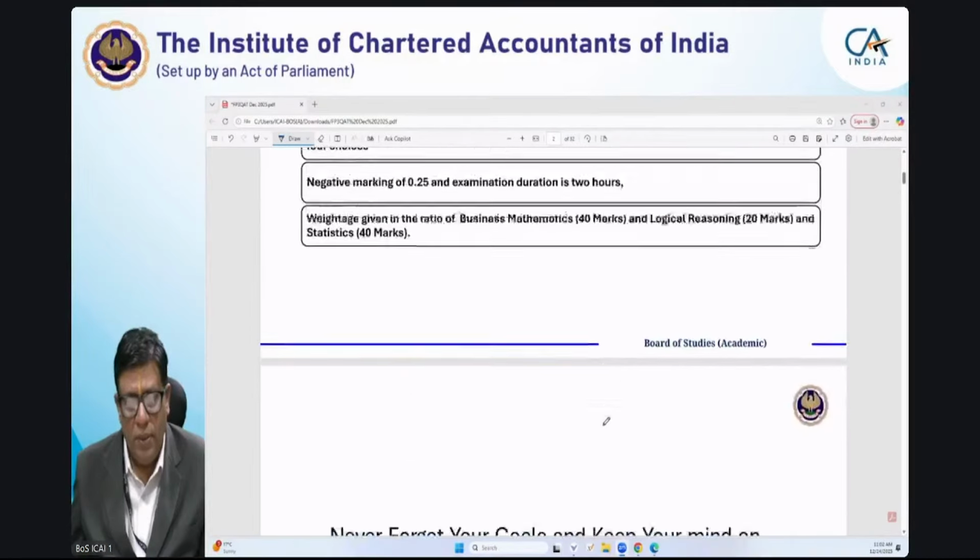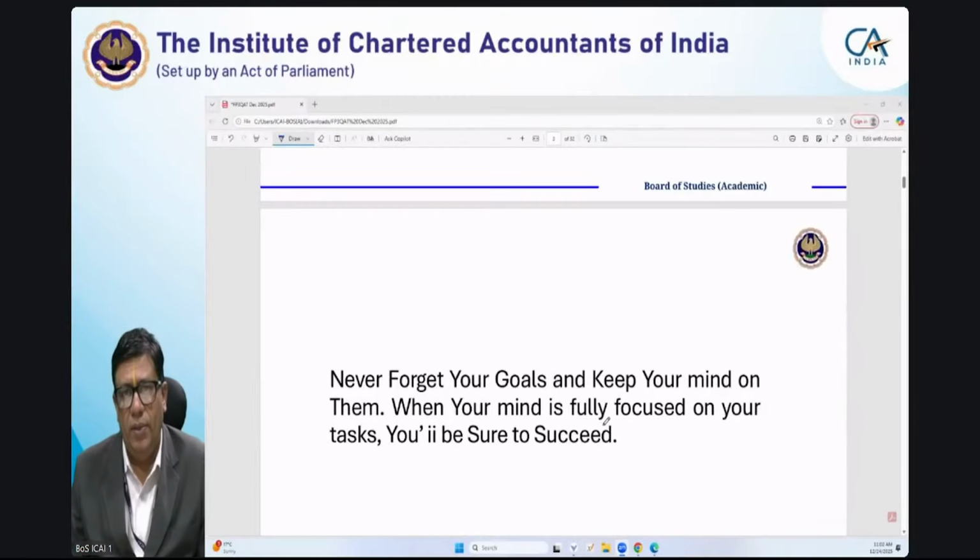Coming to the importance of that, you should never forget your goals and keep your mind on them. When your mind is fully focused on your task, you are sure to succeed. Your task, your goals, are very important. So to succeed, your mind should be fully focused on the goals which you should achieve.